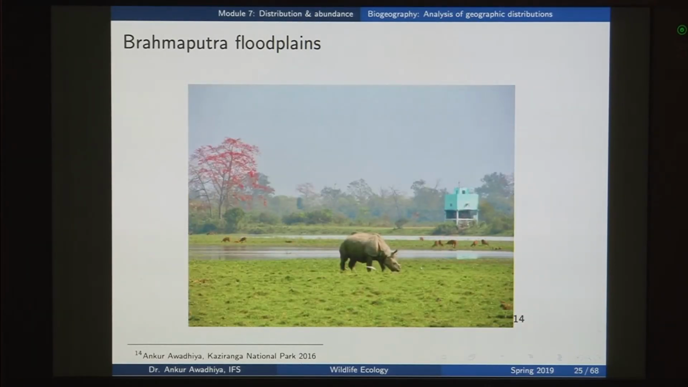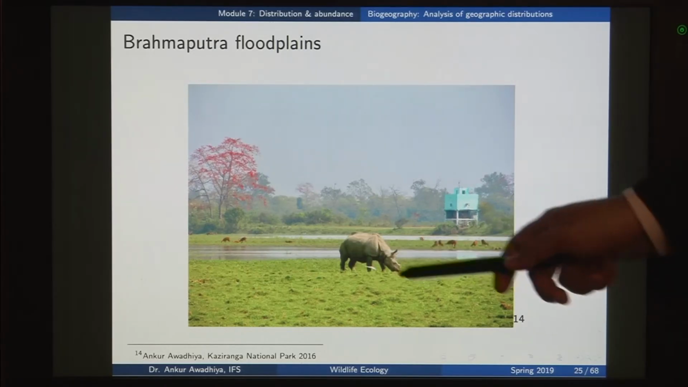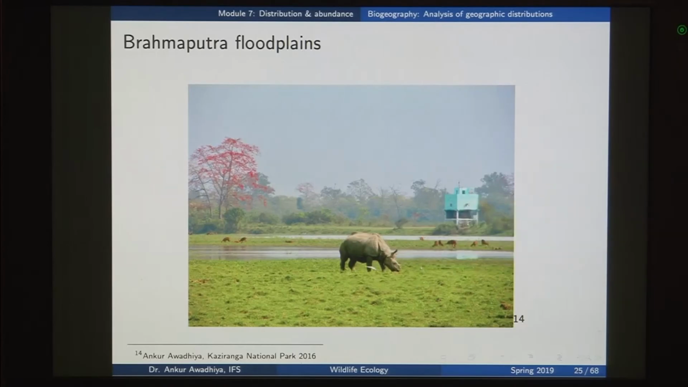Now, this also supports organisms like the rhinoceros. Now, rhinoceros again is an animal that is dependent on these grasses, and because we have these grasses here, and you have these floods every year, these floods are not allowing the competitors to remain in this area, so you have the rhinoceros that is found in this area.